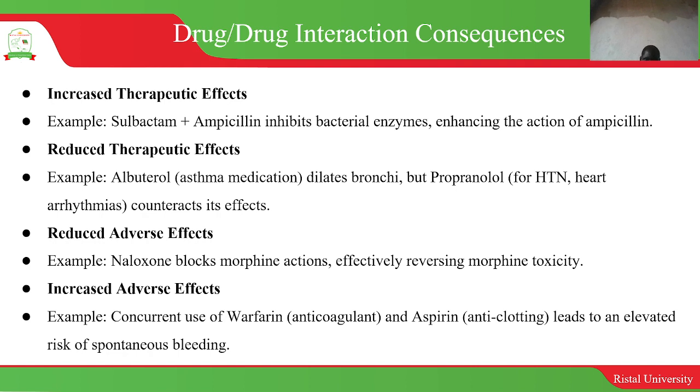Let's look at drug-drug interaction consequences. We said the consequences are varied. One, we might have increased therapeutic effects. An example of that is if we combine a drug called sulbactam, which is a chemical component, with ampicillin, an extended spectrum penicillin. Ampicillin is one of the extended spectrum penicillins.